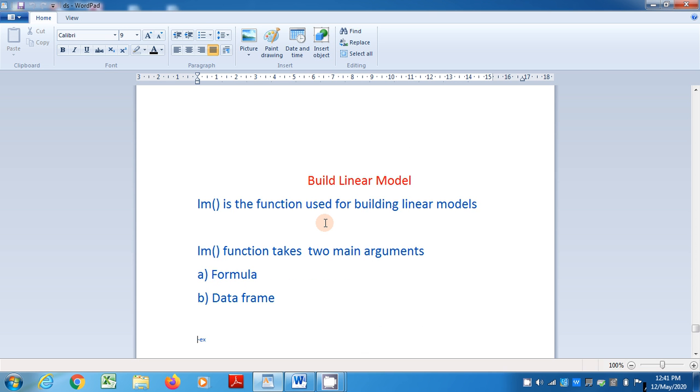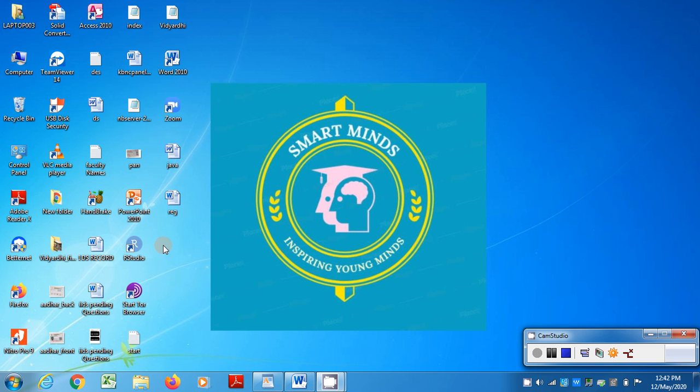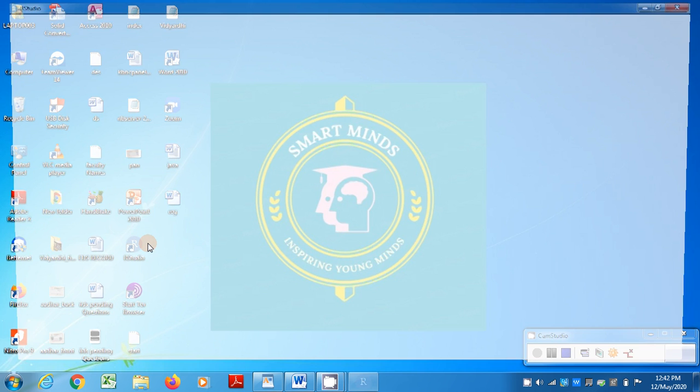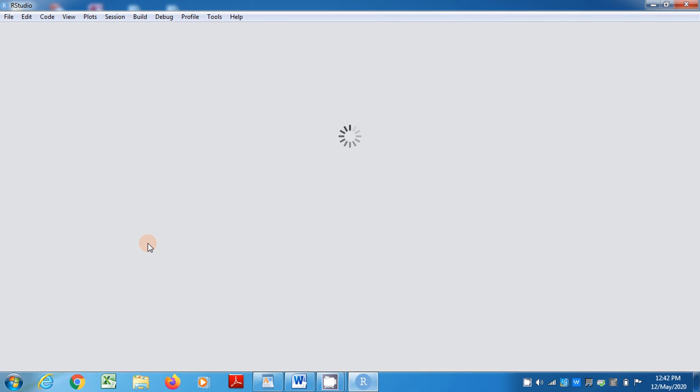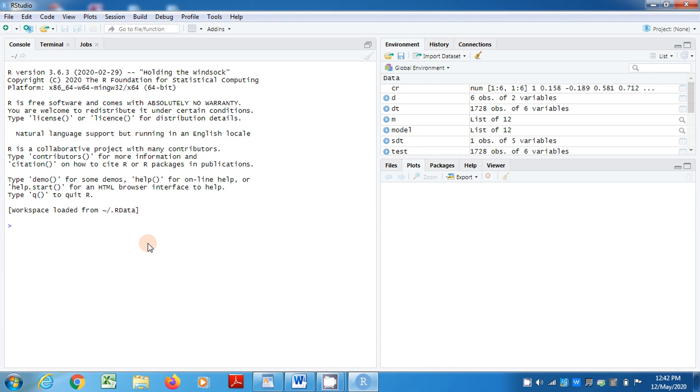So we will try to build a linear model. A linear model is built using the lm function, and lm is a function that takes two arguments: one is a formula and the other is a data frame, nothing but a data set. So I will open my R environment here, RStudio. R was opened. Nice.